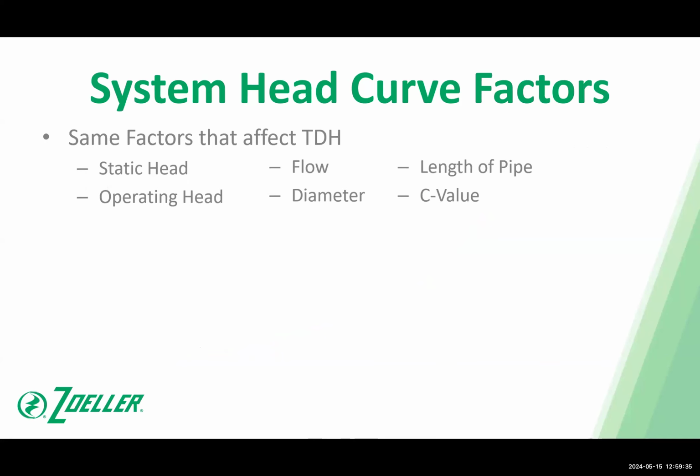Your system head curve is affected by the same things that affect your total dynamic head: your static head, your operating head, the flow rate through your system, the diameter of your pipe, as well as your length of pipe, or your total equivalent length of pipe, and then a C value. The C value is a friction factor for whatever pipe you're using. Typically for new pipe, you're going to be at about 140 to 150 for that C value, whereas for older pipe, you're going to be around 110. Those are typical values that you'll see.